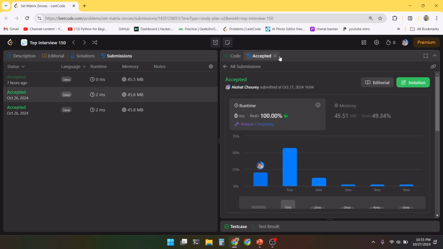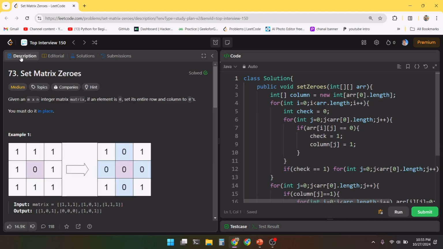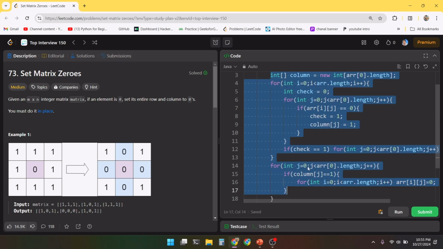So yeah, this question is done for today, but still, this shows how important the data structure is for a question.